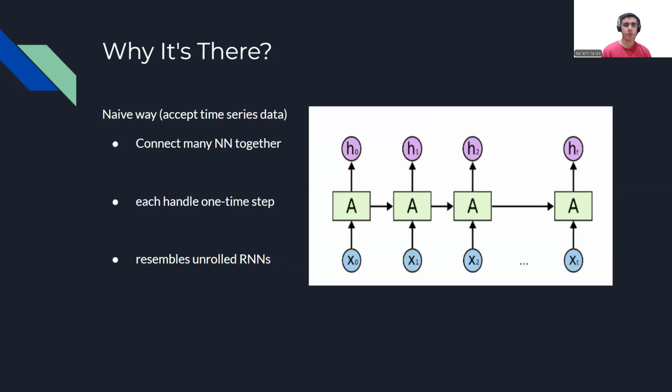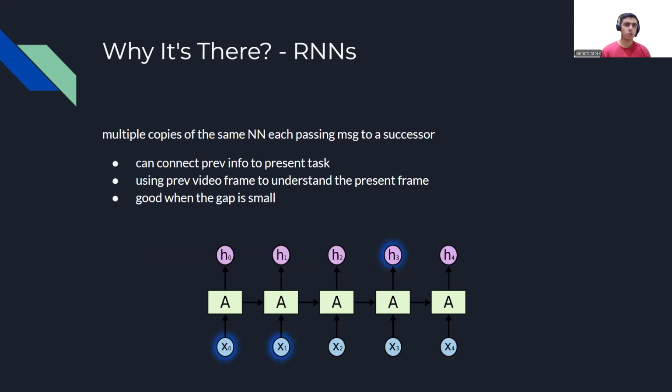So the naive way to accept a time series data is to connect many neural networks together. Each handles one time step. This resembles an unrolled recurrent neural network, as you can see from this screen. Recurrent neural networks are multiple copies of the same neural network, each passing a message to its successor. It can connect previous information to the present task. For example, using a previous video frame to understand the current or present frame.